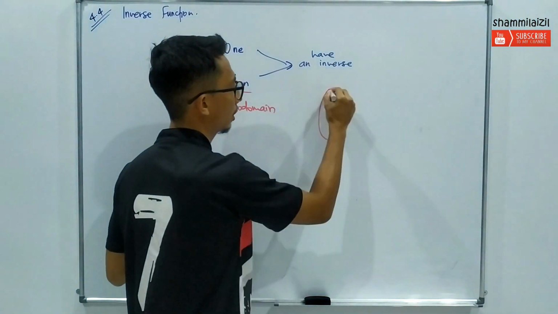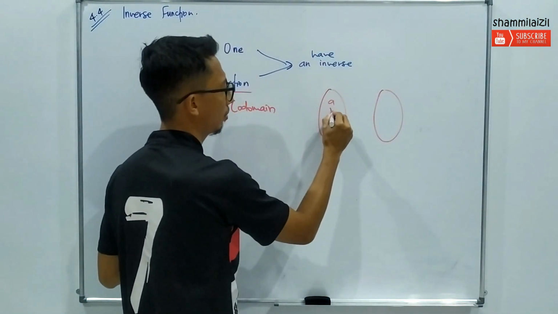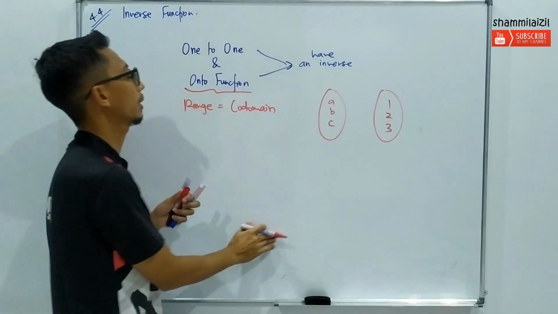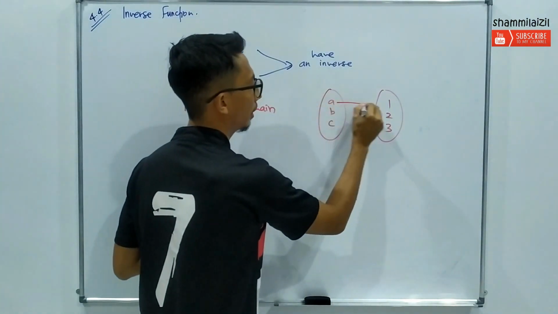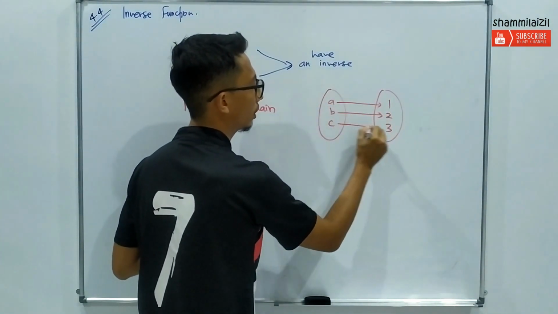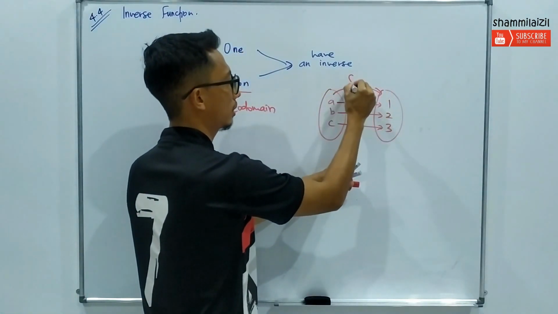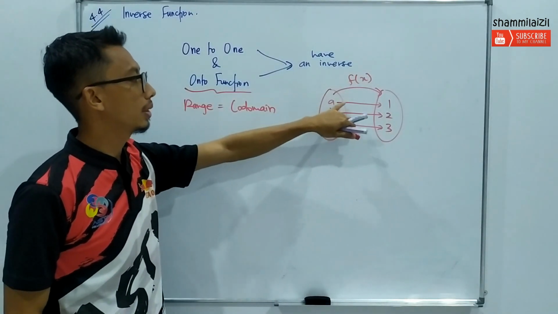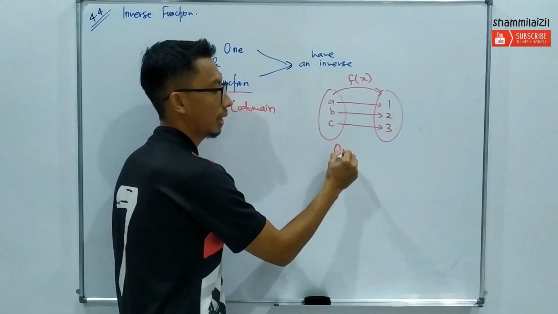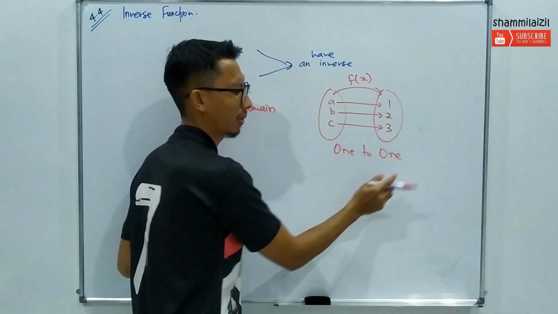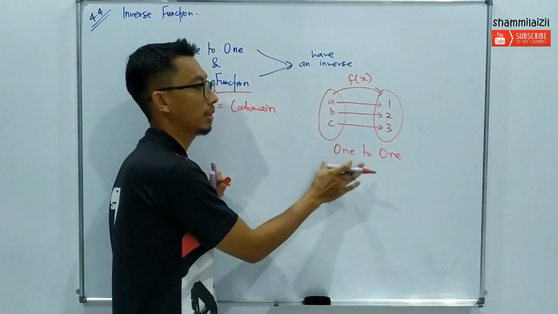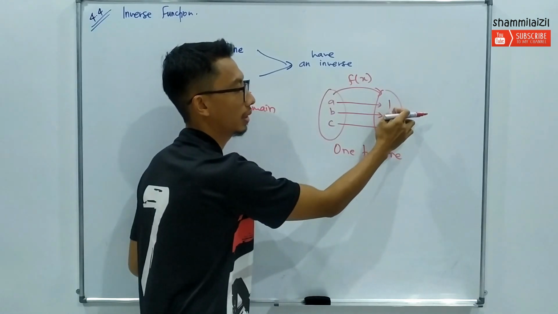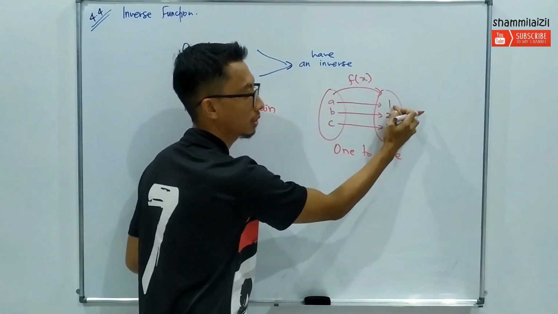Let's recall it back. Let's say you have an arrow diagram like this, A, B, C, and here we have, for example, 1, 2, 3. Let's say I do the mapping: A goes to 1, B goes to 2, C goes to 3. Let's say this is the diagram of the function f(x). You know already that this is a one-to-one relation, but double check, is this an onto function? Yes, it is. Why? Because every single y here is mapped by x, so these are your range.